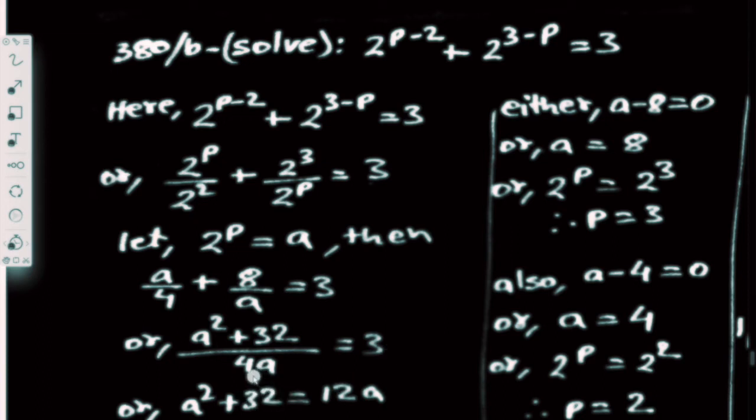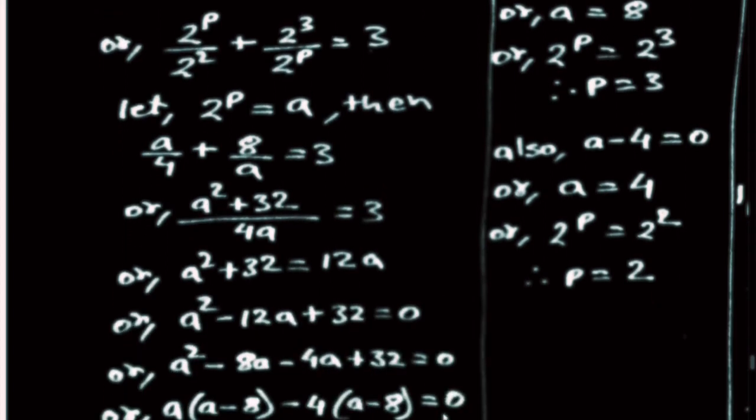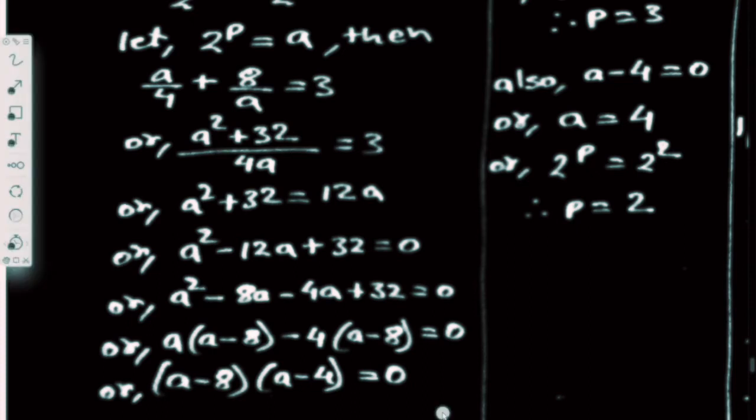Now the bottom 4a should be multiplied with 3, so a square plus 32 equals 4 into 3, 12a. Not only this, let's see more. To make our calculation easy, we should do more calculation. Given a square plus 32 by 4a equals 3, or a square plus 32 equals 12a. It means 4a into 3 is 12a. Now 12a's side has changed, so the sign should also be changed: a square minus 12a plus 32 equals 0.